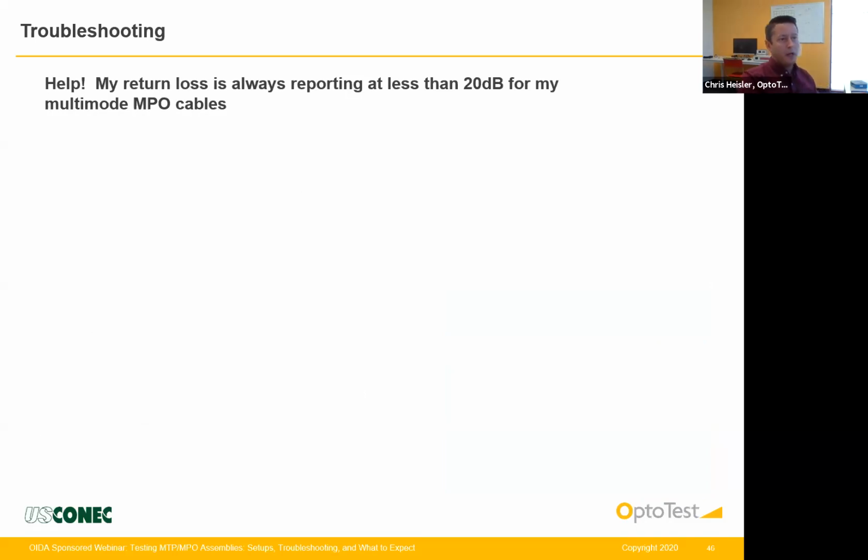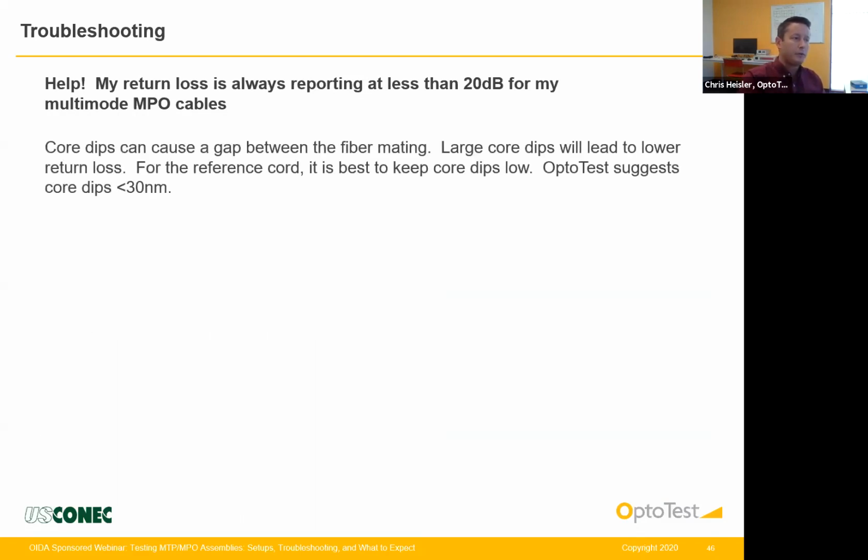Other issues that might cause low return loss for your MPO connectors: core dips. Core dips can cause a gap between the fiber mating. Large core dips will lead to lower return loss. For the reference cord, it is best to keep core dips low. OptoTest suggests core dips of less than 30 nanometers.